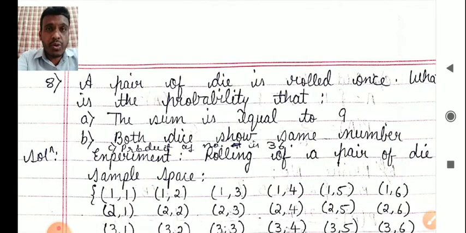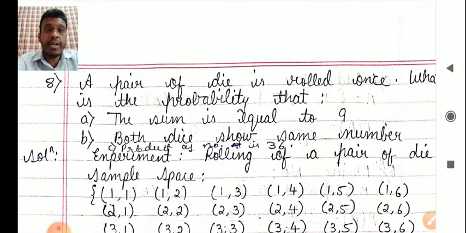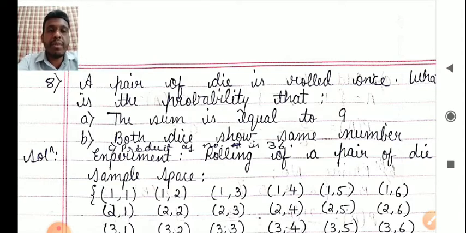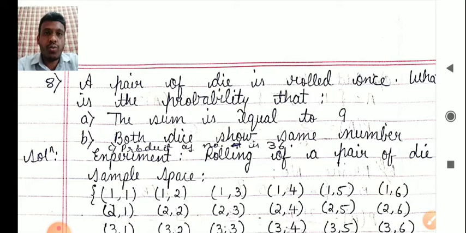The problem is actually quite straightforward. First we write the experiment. Here the experiment is rolling of a pair of dice. Then the sample space. See, if two dice, that is a pair of dice, is rolled, you should know by heart that the number of items in the sample space should be 36.